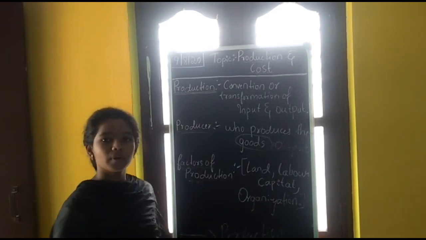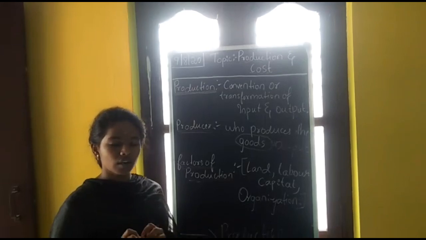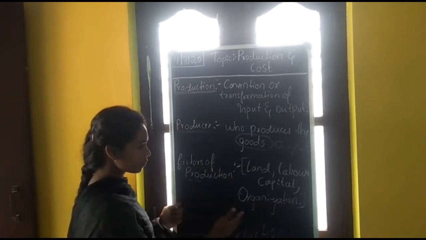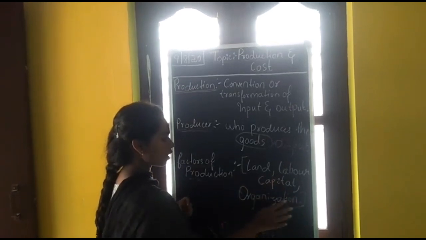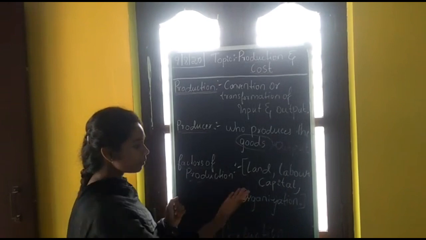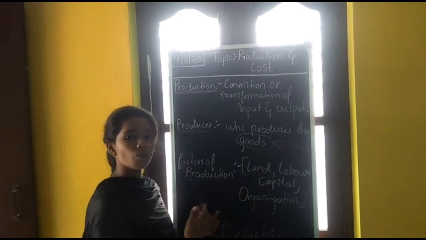Factors of production are nothing but the inputs. Without these four factors of production, we cannot run any business or we will not get a satisfactory output. The factors of production are land, labor, capital and organization. In these we have fixed and variable. Some inputs will be fixed for a certain period of time and some inputs will be varying.